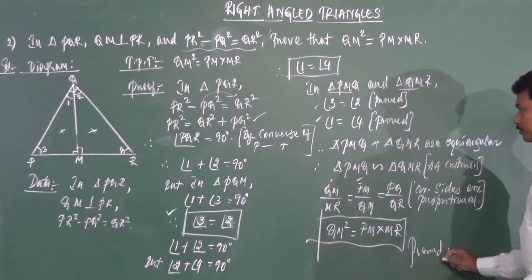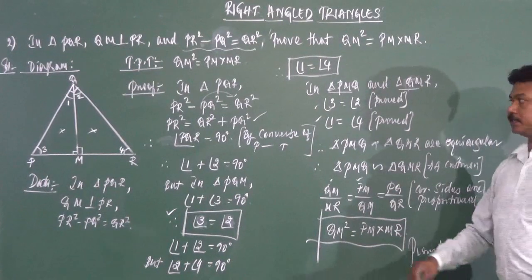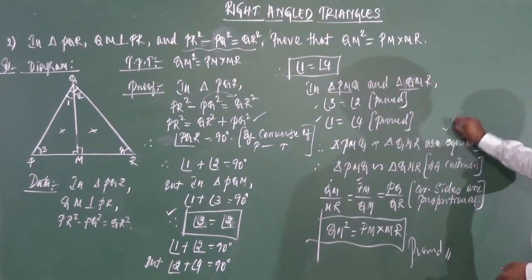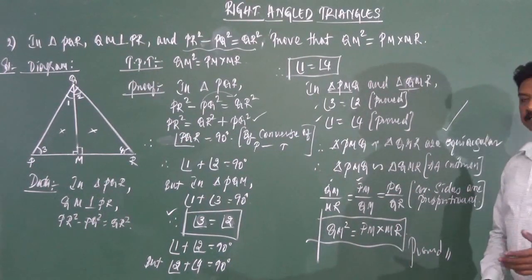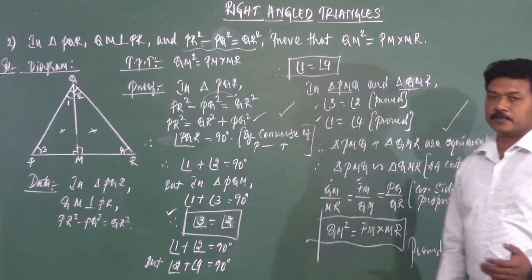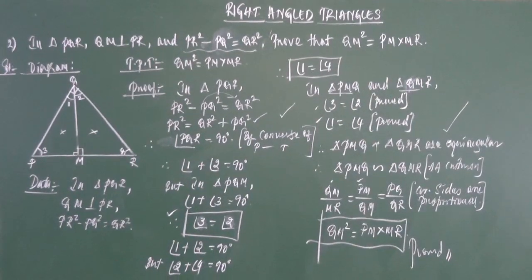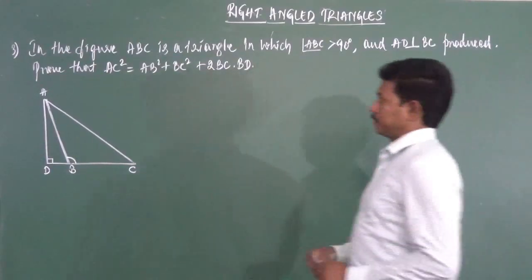So this is a very important rider. Why do we call it very important? Because we can check your knowledge of similar triangles, and also we can check your knowledge of Pythagoras theorem. So therefore this problem is very important. Okay, we'll get into the third problem.